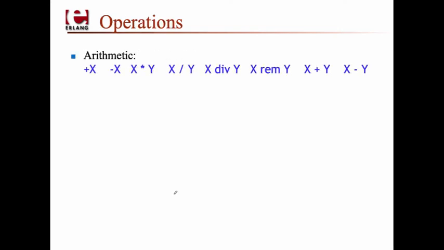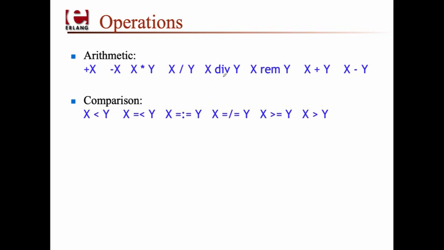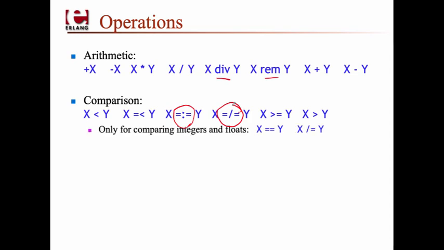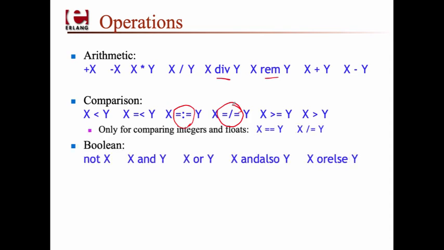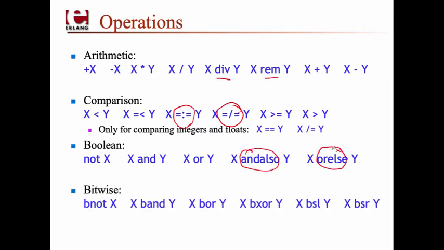Okay. And now operations, arithmetic. You have integer division, remainder operation, comparison operations. Notice the funny symbols for equality and not equality. All right. You also have booleans, notice, and also an orelse here. And then you have special operations for bit vectors. So Erlang is very good for building network protocols. So they have the bit vector support.